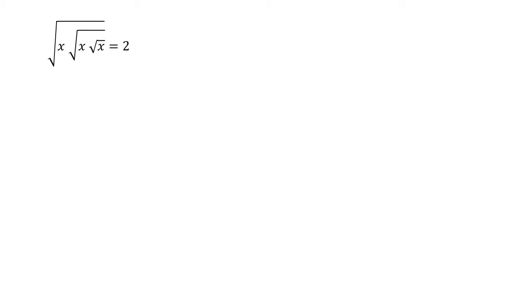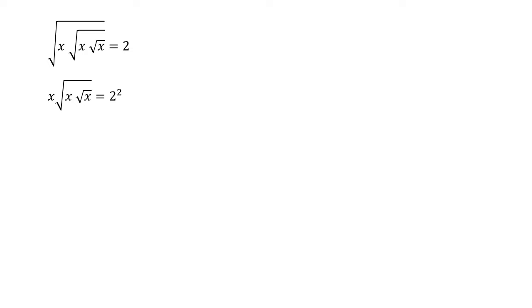As we're dealing with a square root of everything on the left-hand side, let's square everything to start with. So squaring both sides gives us x root x on the left and 2 squared on the right. And we could write this as 4, but we're going to leave it as a power because we've got more square roots to deal with.